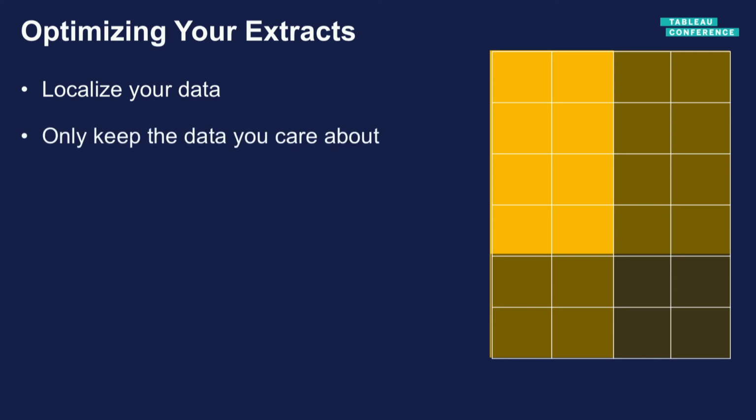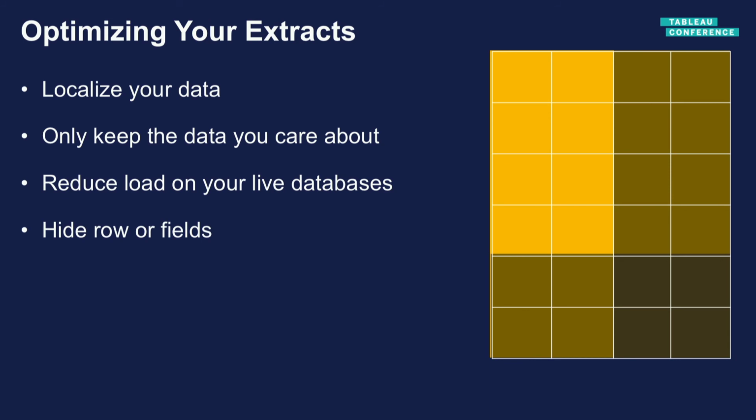You only keep the data you care about. Those filters we applied before are also working on the extract, and we only have on disk the data that we care about. You're reducing load on your live data source, again, with a popular dashboard being loaded many, many times an hour. With the extract, you only run that query once per refresh, and then all of the vizzes will load off of that. You can also hide any rows or fields even after the fact.